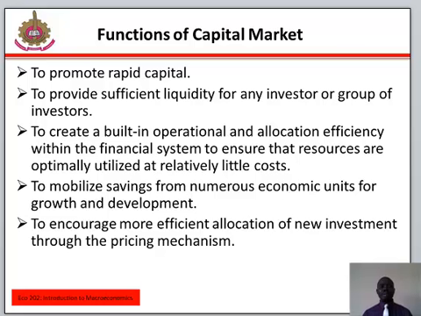Functions of capital market. The functions of capital market include: 1. To promote rapid capital formation. 2. To provide sufficient liquidity for any investor or group of investors. 3. To create a built-in operational and allocation efficiency within the financial system to ensure that resources are optimally utilized at relatively little cost. 4. To mobilize savings from numerous economic units for growth and development. And the last one is to encourage more efficient allocation of new investments through the pricing mechanism.